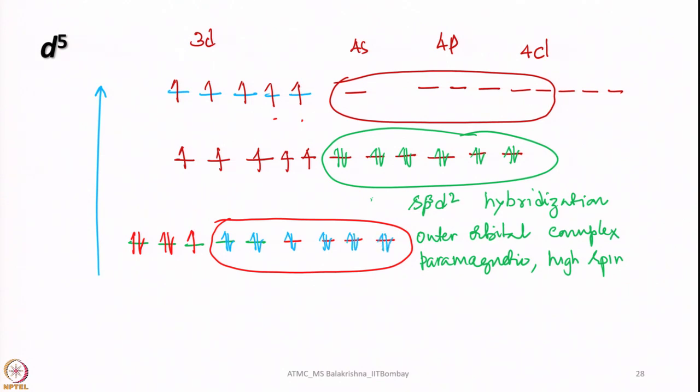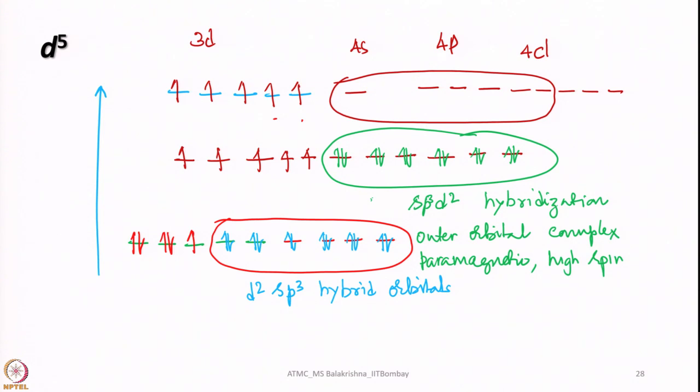Again we have octahedral geometry, and now it is once again d2sp3 hybridization. So that means with the d5 electronic configuration, both sp3d2 as well as d2sp3 hybridization are possible. And how it is possible, valence bond theory does not say. How inner orbital complexes are formed and how high spin and low spin are formed, it does not say.